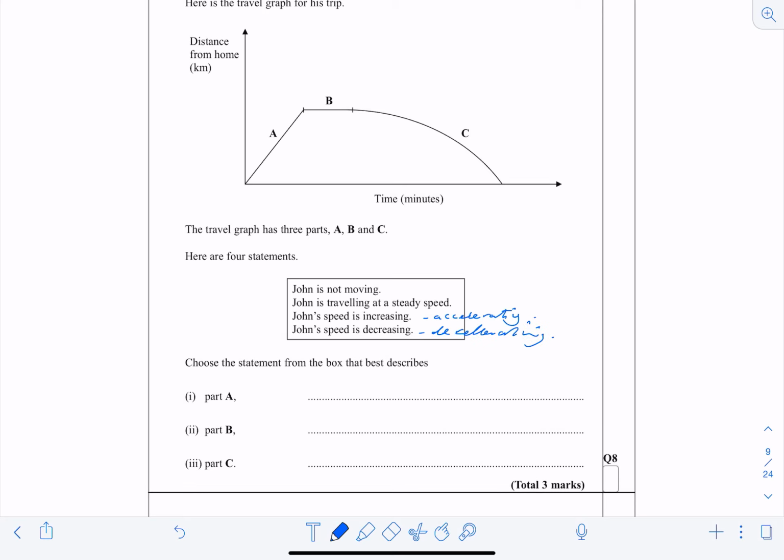So part A, I can see that he's going at a steady rate away from home. Home is here, and he's just going at a steady speed there. So that's John. I'm just going to write steady speed. Part B, I can see that time increases, but his distance from home doesn't increase. So that means he's not moving.